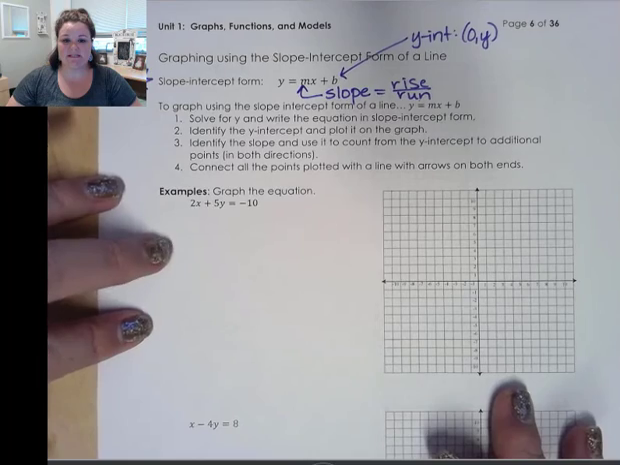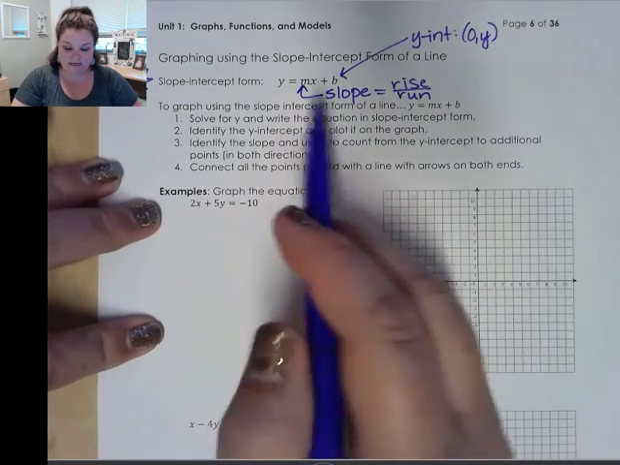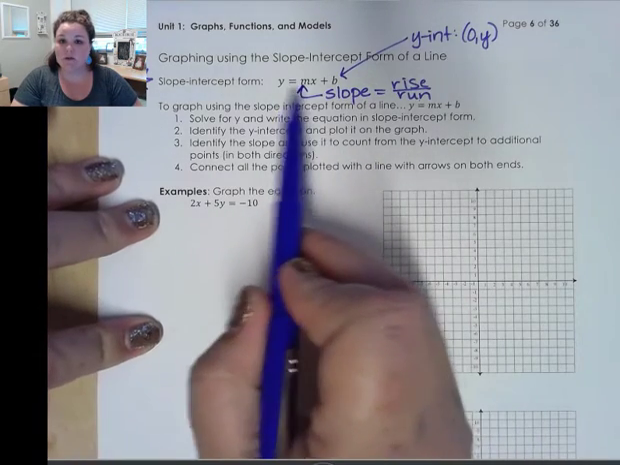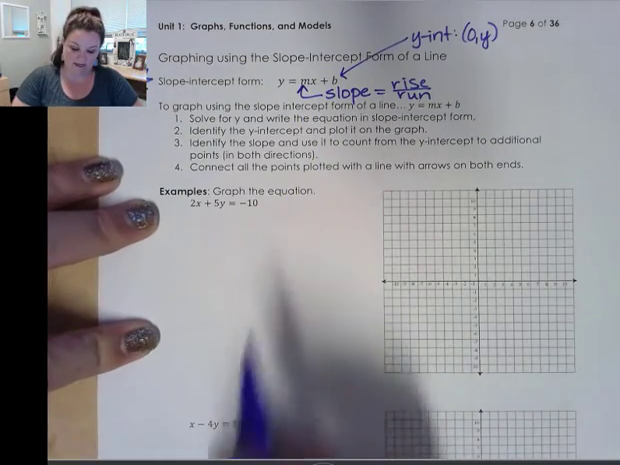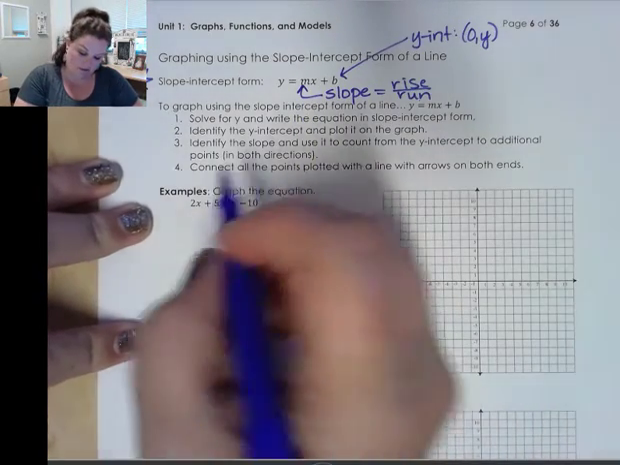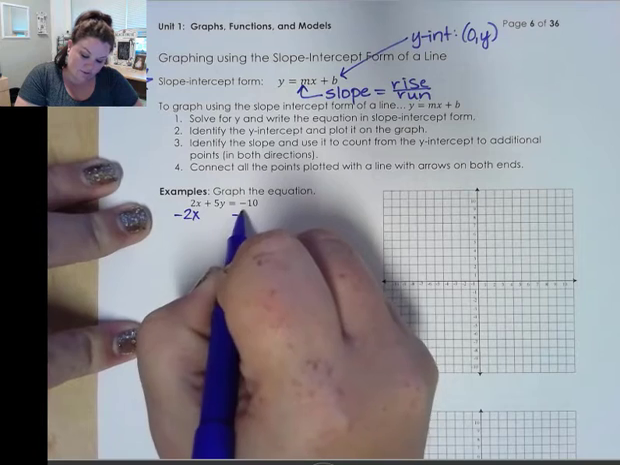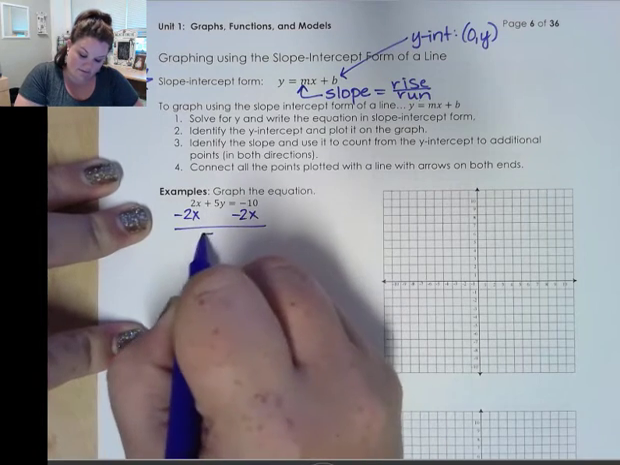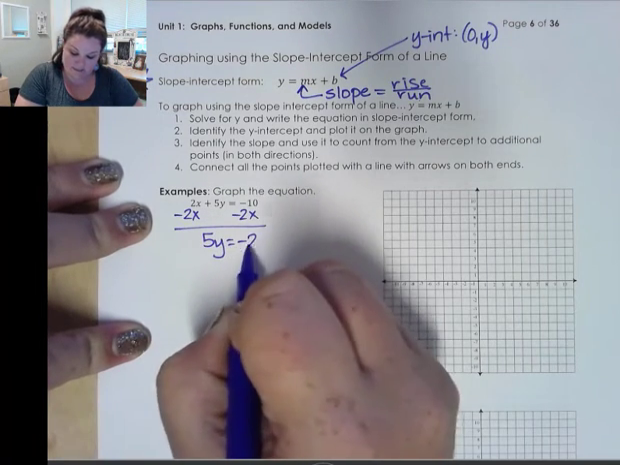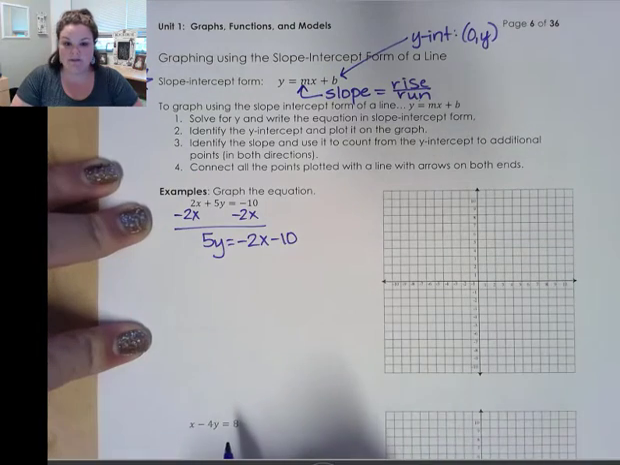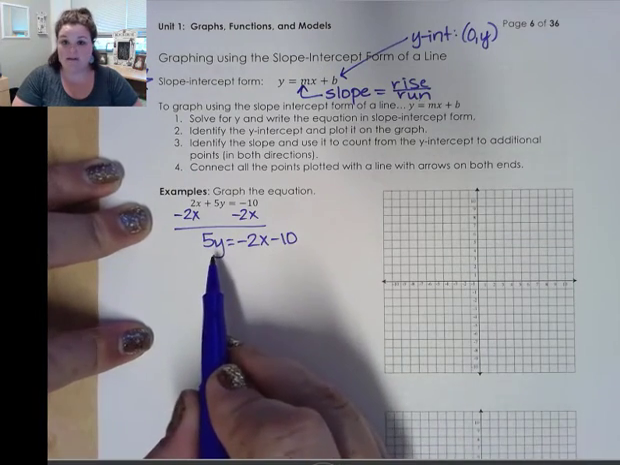So on the first one, it says graph the equation. So I first want to get it looking like this. I want it in slope-intercept form, so I need to solve it for y. So I'm going to move my x term to the other side, and I do that by subtracting. So I have 5y is equal to -2x minus 10. And then I need to divide the 5 off.